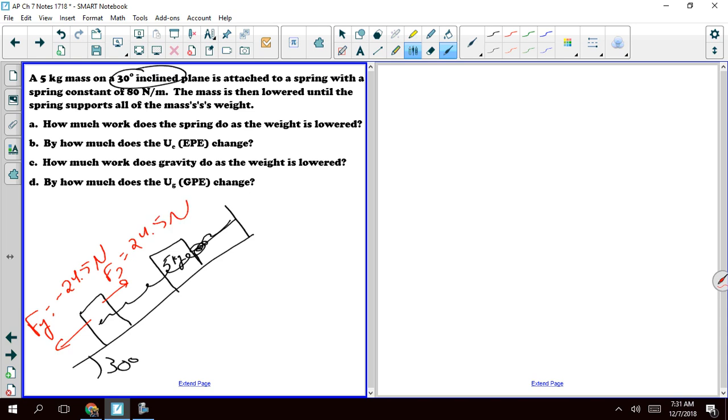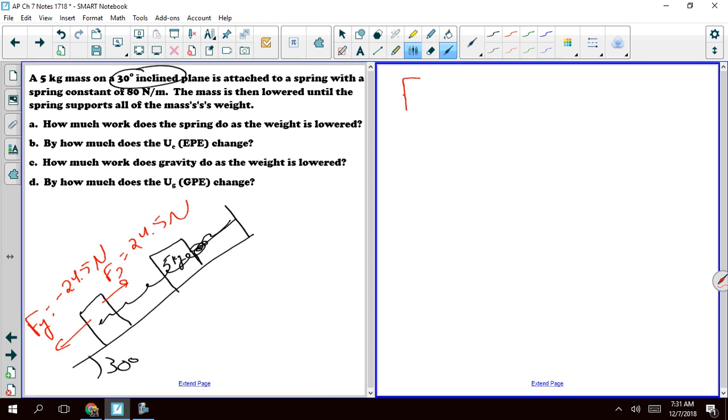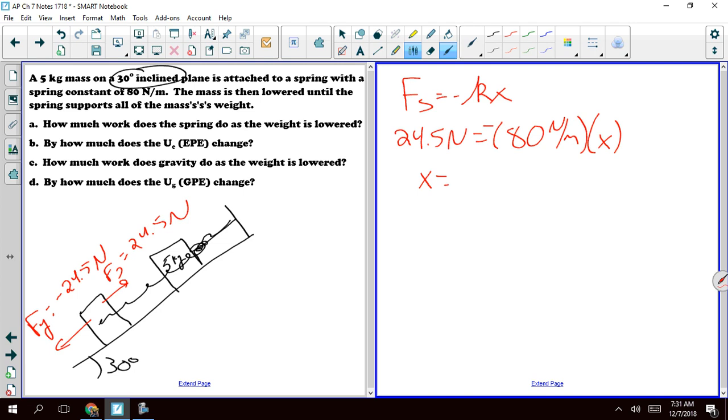It's the same spring constant, right? So force of spring equals negative kx. So we need our force of the spring to support the weight. So if you figure this out, the x turns out to be negative 0.30625 meters.